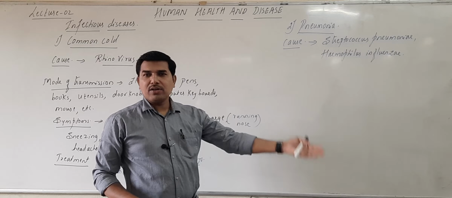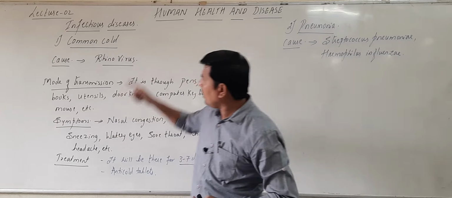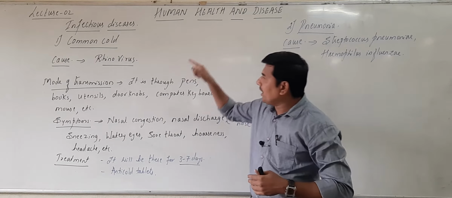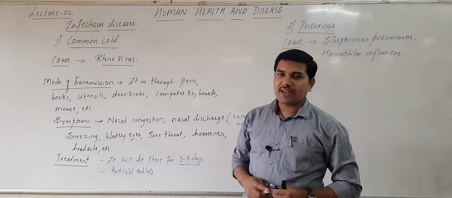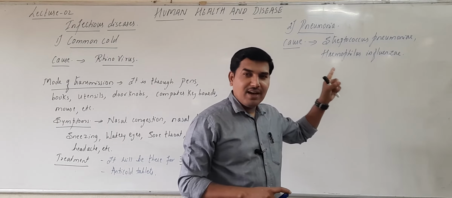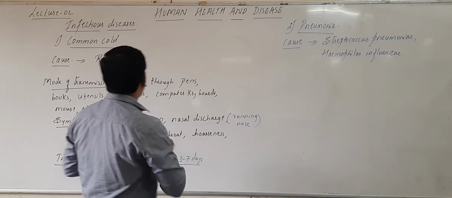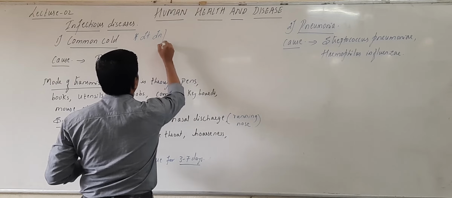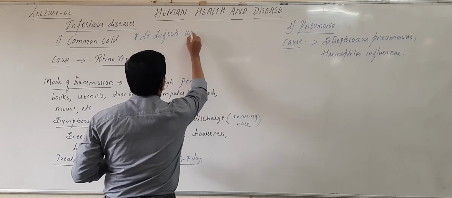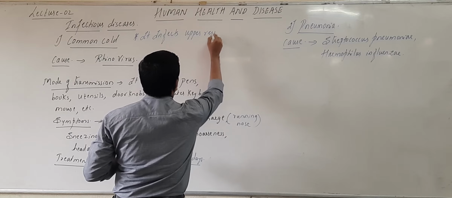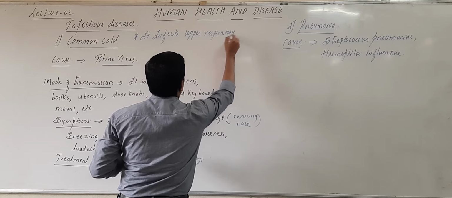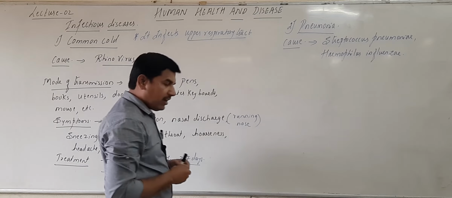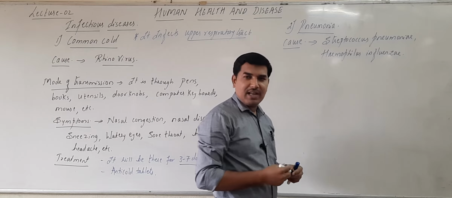Pneumonia is a disorder of lungs. Common cold is a disorder of upper respiratory tract. So it infects the upper respiratory tract, while pneumonia infects the lungs. Okay, so let me quote in more particular. Common cold infects the upper respiratory tract, while pneumonia infects lungs, mainly alveoli.